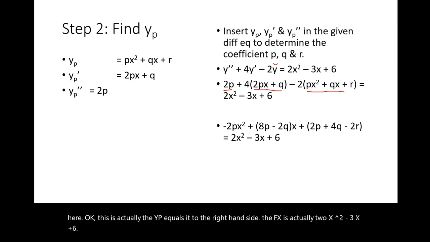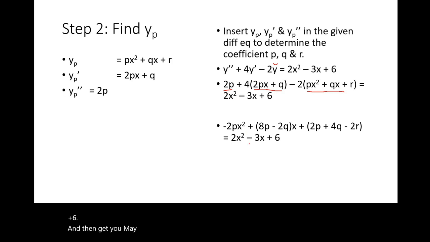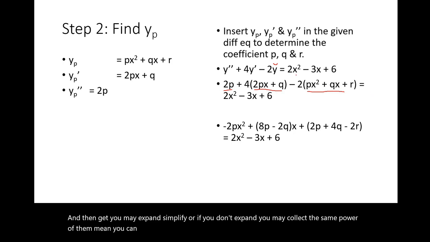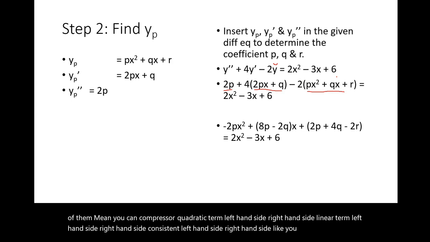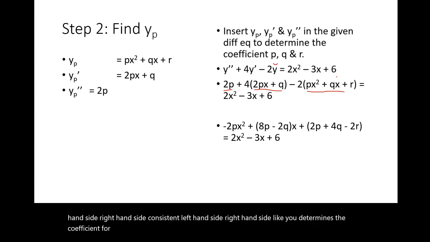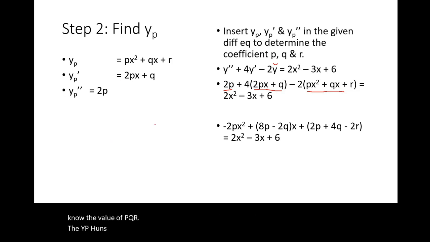And then you may expand, simplify, or if you don't want to expand, you may collect the same power of term. It means you can compare the quadratic term left hand side, right hand side, linear term left hand side, right hand side, constant term left hand side, right hand side, like you determine the coefficient for your partial fractions. Then you are going to know the value of p, q, r. Once you know the value of p, q, r, you know the yp. Hence, you take the yc plus yp. That will be the solution for your non-homogeneous equation.